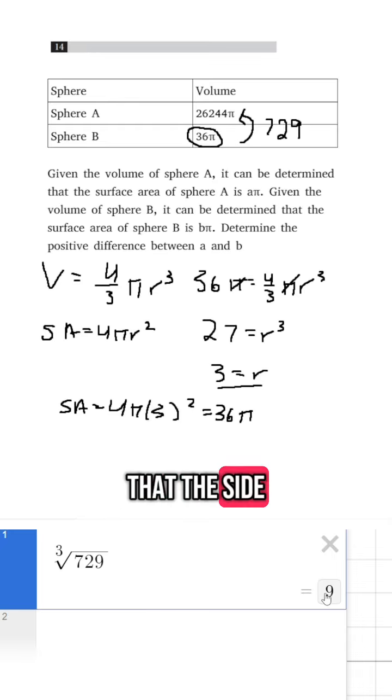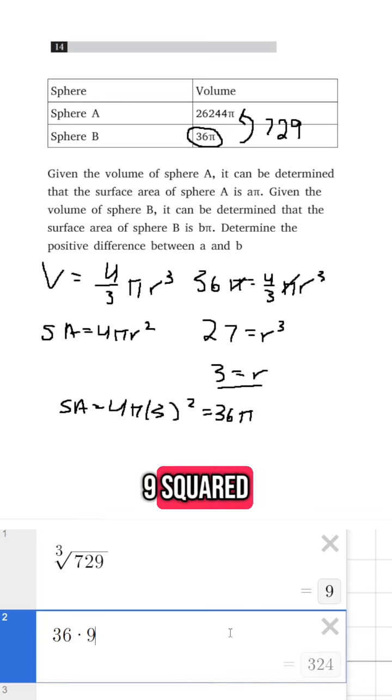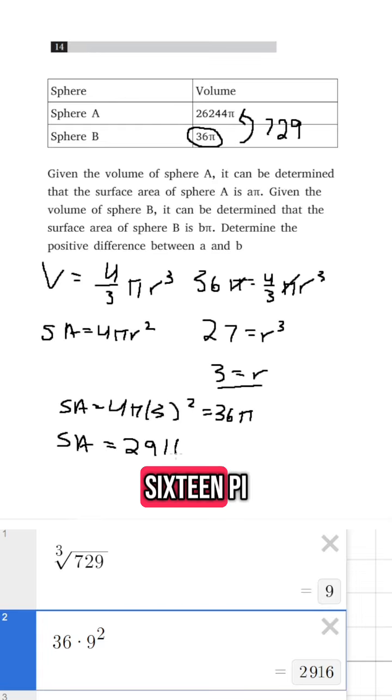If I know that the side lengths multiplied by 9, I can ask myself, what did the area multiply by? Well, the area then multiplied by 9 squared, because area is two-dimensional. So I can say the surface area, if it was 36 pi, would have multiplied by 9 squared. So the surface area of sphere A is going to be 2,916 pi.